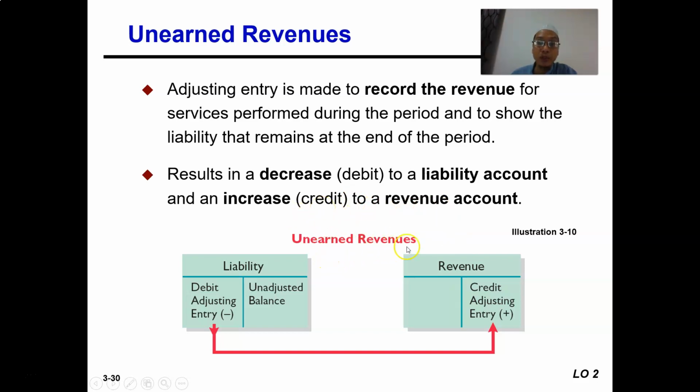So for unearned revenues, when some of the revenues have been earned and we want to recognize them, we will debit our liability account and we will credit our revenue account. This is when some of the unearned revenue has been earned.